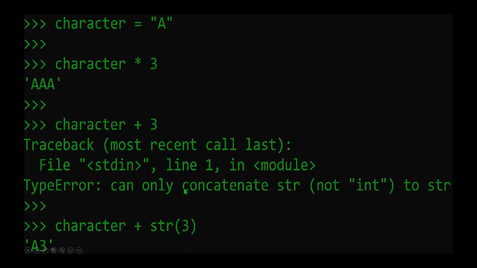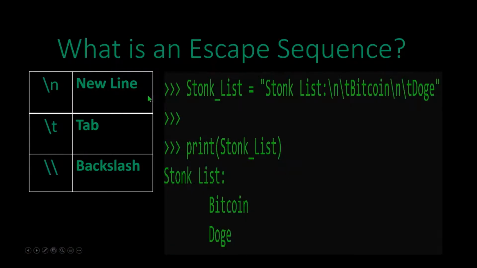We fixed this issue by using the string function right here to convert the number 3 into a string, and then we concatenate the two string values together, like we did right here. In Python, we use escape sequences to do special things like add a new line or a tab or a backslash to a string value.